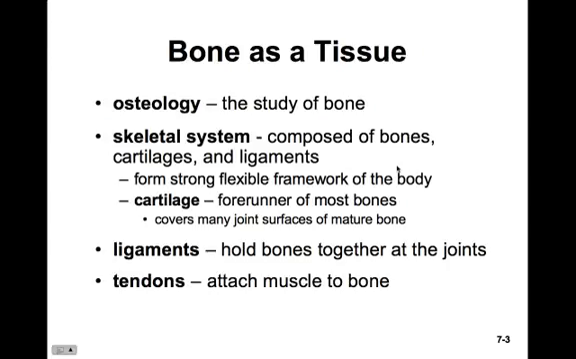Osteology is the study of bone. Cartilage actually is the forerunner to most bones, and it covers many joint surfaces of a mature bone. So the skeleton is actually composed of cartilage before it becomes bone. Ligaments are connective tissue that hold bones together at the joints. So ligaments are about bone-to-bone connections, and tendons attach muscles to bone. So get those two clear. Ligaments and tendons.